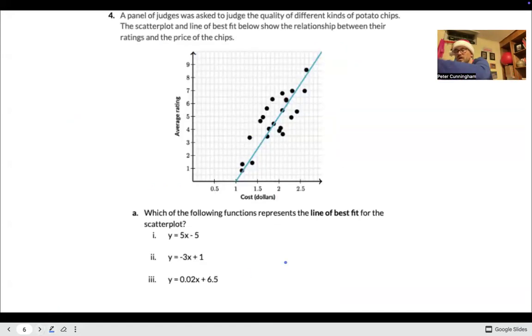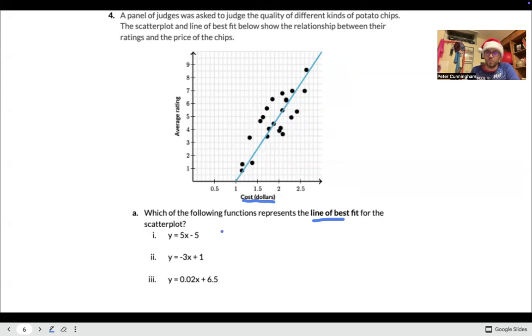Okay, so moving on, let's look at the situation we have here. We're looking at potato chips being judged. What is the line of best fit that matches here? Basically, they're saying the cost of potato chips and what is the rating that people give. Say I bought a $2 bag of potato chips. Well, the line predicts that the rating would be somewhere between 5 and 7. That's the range that we're in. That's kind of the study that is being described here.